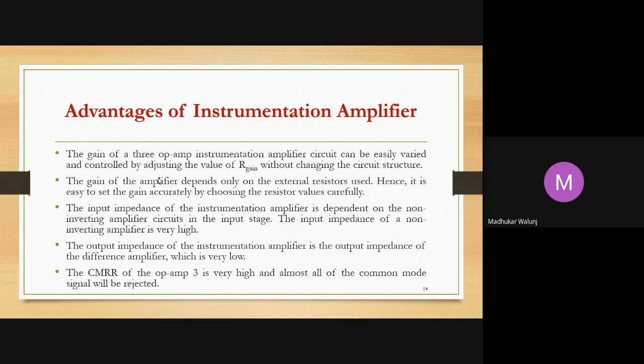The input impedance of the instrumentation amplifier depends on the non-inverting amplifier circuit in the input stage. The input impedance of a non-inverting amplifier is very high. The output impedance of the instrumentation amplifier is that of the difference amplifier's output, which is very low. The CMRR of the 3 op-amp instrumentation amplifier is very high. So these are all the characteristics, and all the common mode signal will be rejected.